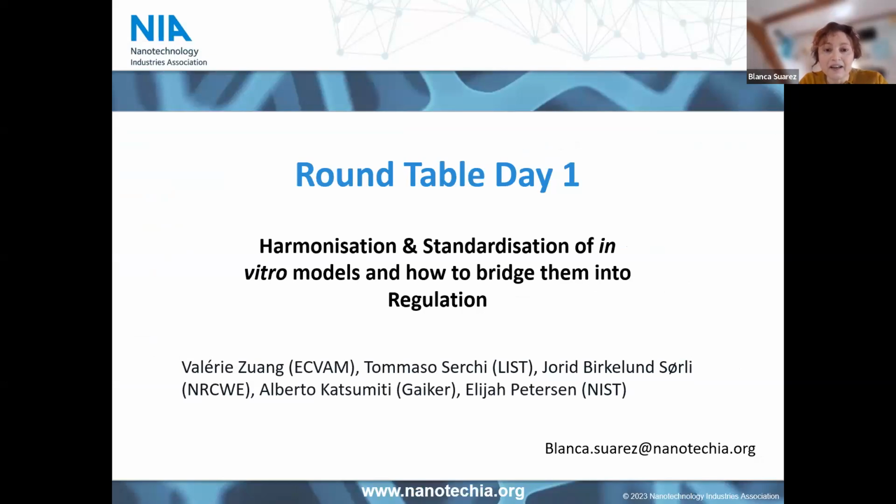Our session is entitled Harmonization and Standardization of In Vitro Models and How to Bridge Them into Regulation. And for this, we have our panelists here, which are our speakers. So they have been already introduced before. We have Valerie Zuang from ECOPAM, Tommaso Serchi from NIST, Jorid Sørli from NRCWE, Alberto Katsumiti from GAIKER, and Elijah Petersen from NIST. It's a really great group for discussion.